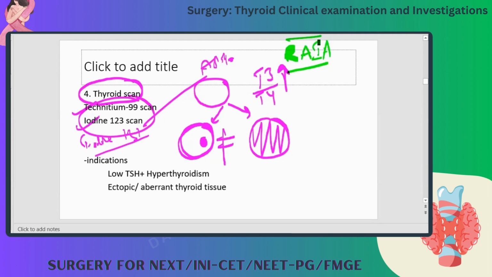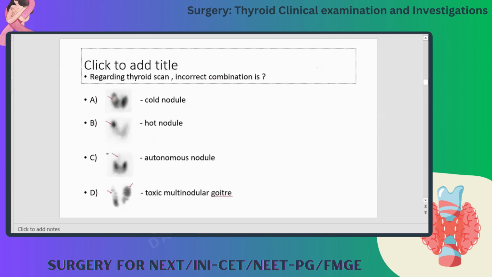Radioactive iodine ablation therapy, we call it. That is iodine 131. That is different. We are not talking about ablation now. We are talking only about the diagnostic purpose. So we give iodine 131, iodine 123 or technetium 99, and these types of scans will be there. See here. See the first picture. What do you see here in the first picture?